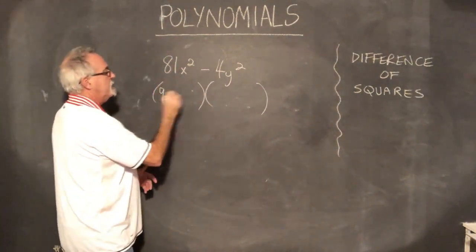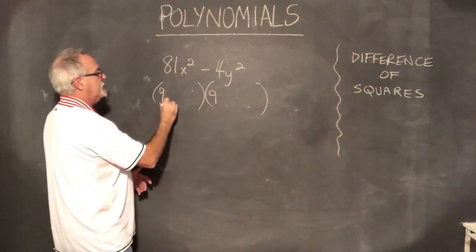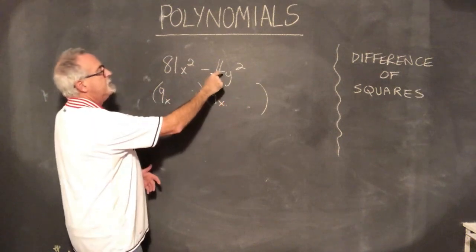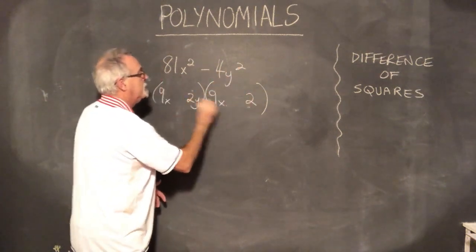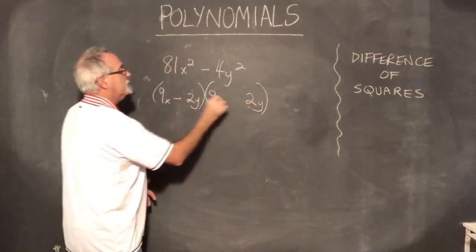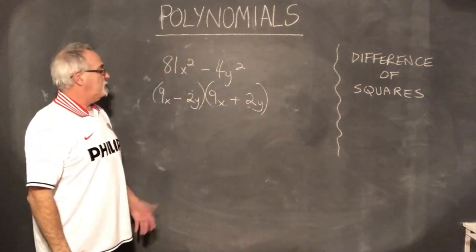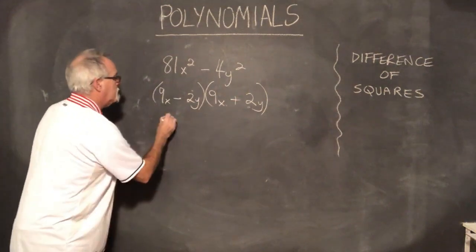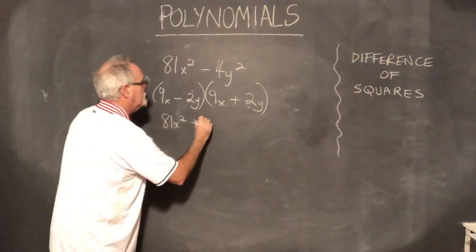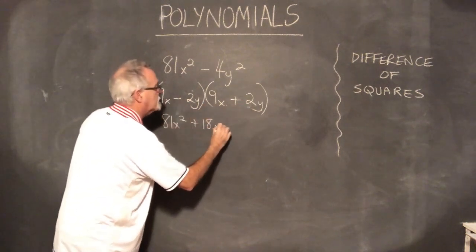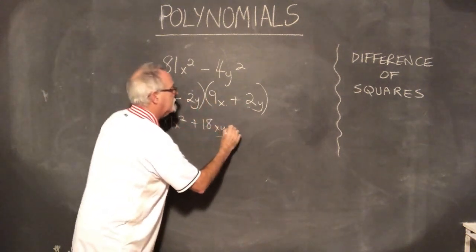81 is 9 squared, and x squared is x squared. 4 is 2 squared, and y squared is y squared. One minus, one plus. It works. 9 times 9, 81. X times x, x squared. 9 times 2, that's 18. X times y, that's xy. Negative 2 times 9, that's negative 18.